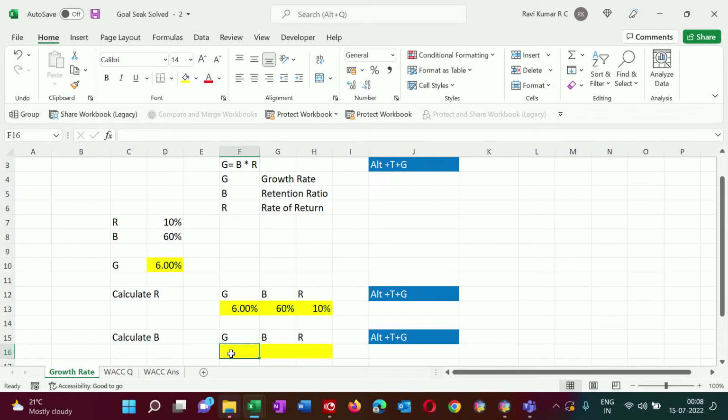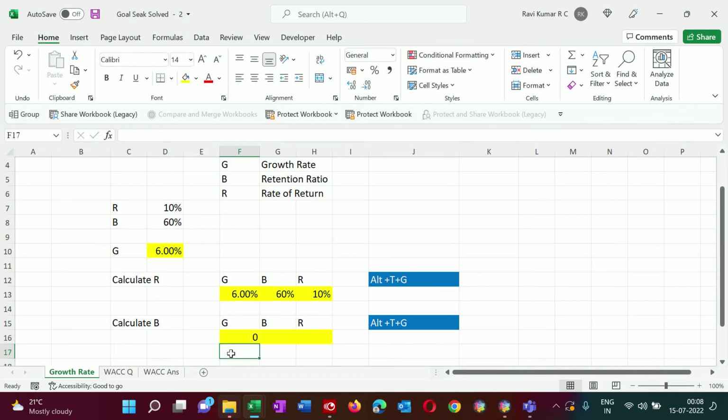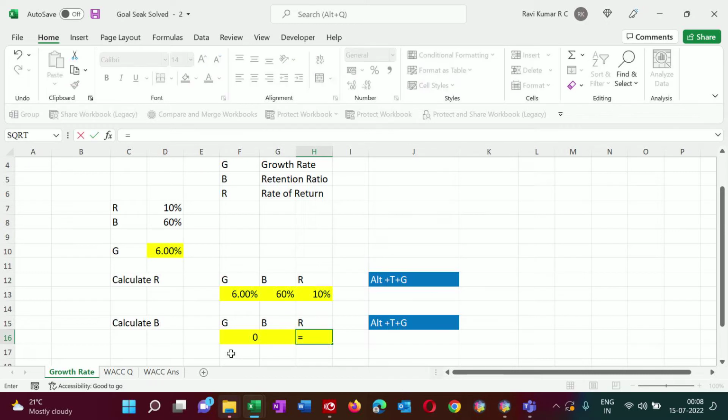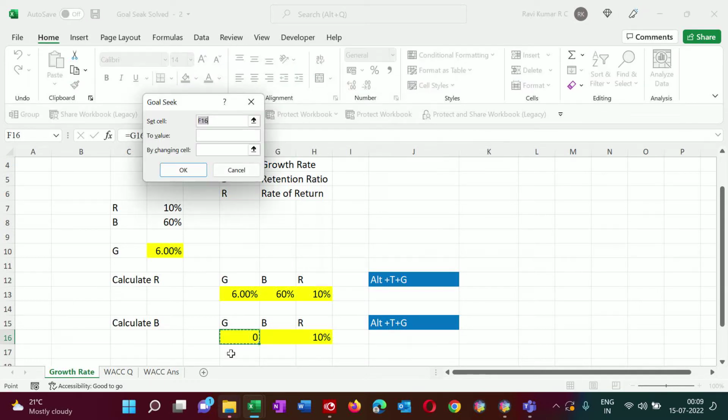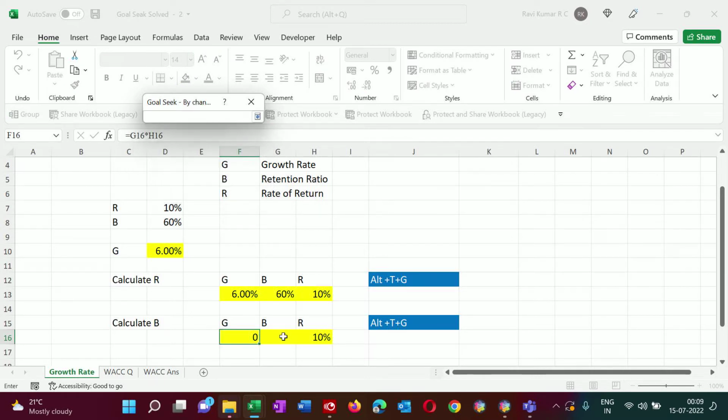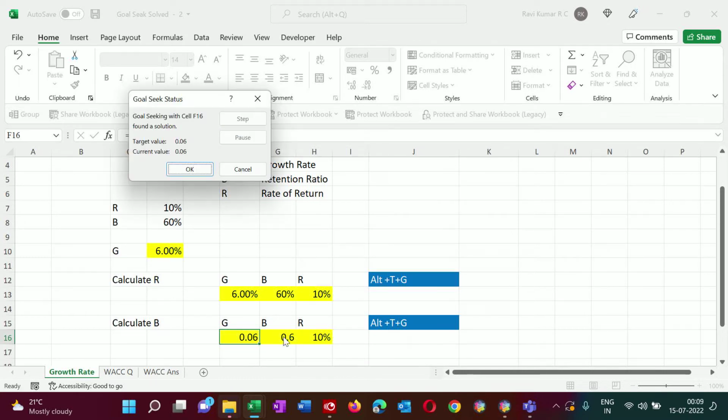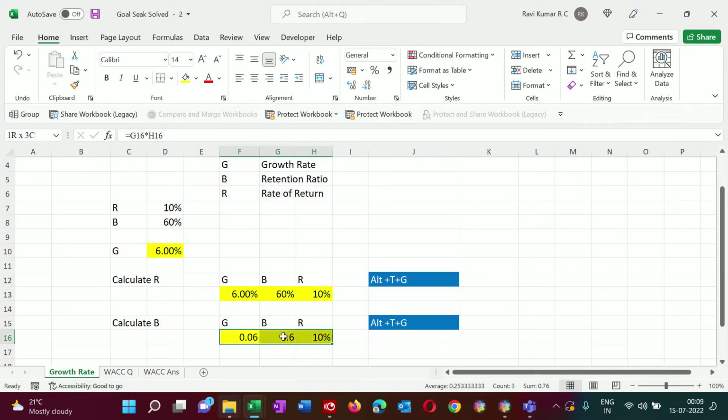I will use the same formula, that is G equals B multiplied by R. Now we don't know B, but we know R. What is R? Here it is 10%. We know G. So I'm going to apply Alt TG, to value 6% by changing B. Yes, I got it. I'm converting into percentage. Now look at this. We got B as 60%.